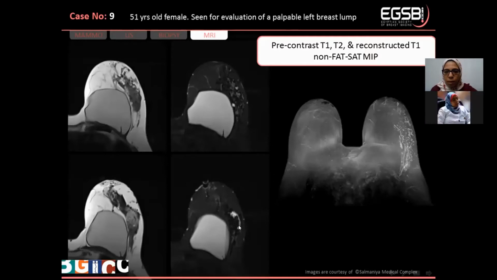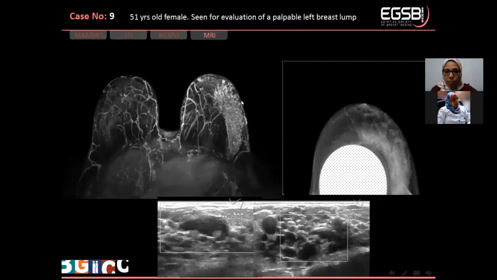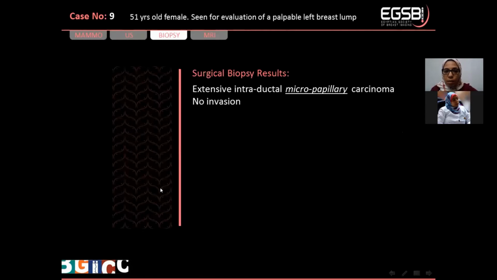have seen in the ultrasound, and they are clearly seen in the T2 images. So we came also to a conclusion of BI-RADS for this non-mass enhancement. And of course, this is a very questionable lesion. And in these cases, the pathology will give us a definite answer, and it gave us an extensive intraductal micropapillary carcinoma with no invasion reported.